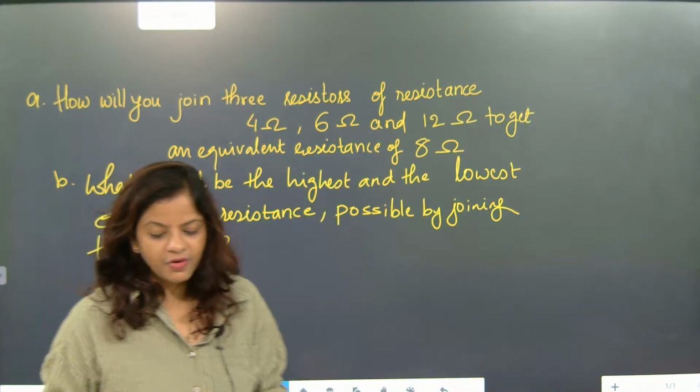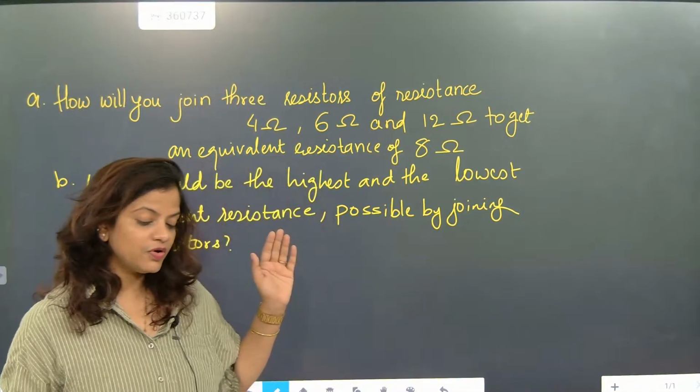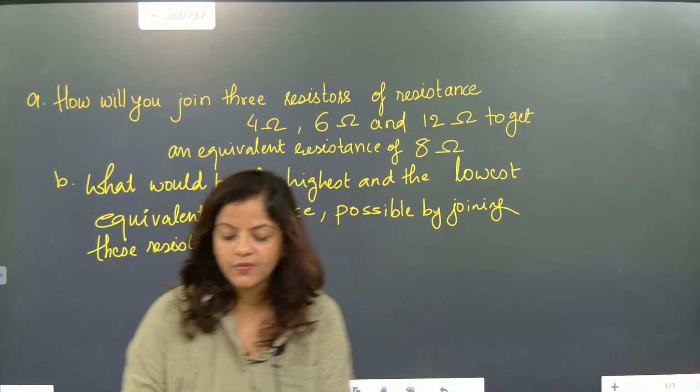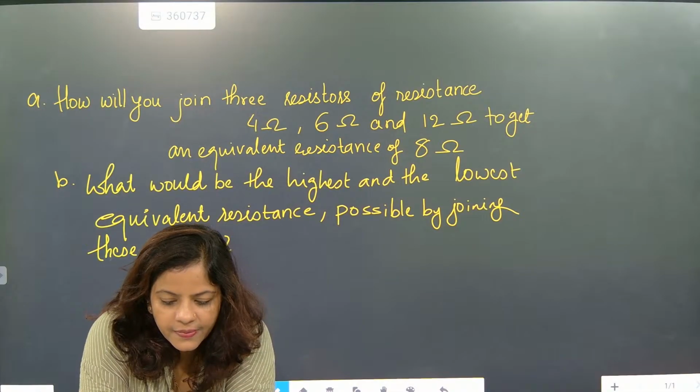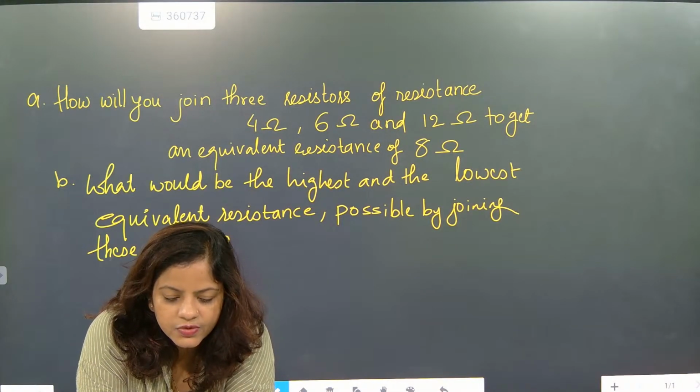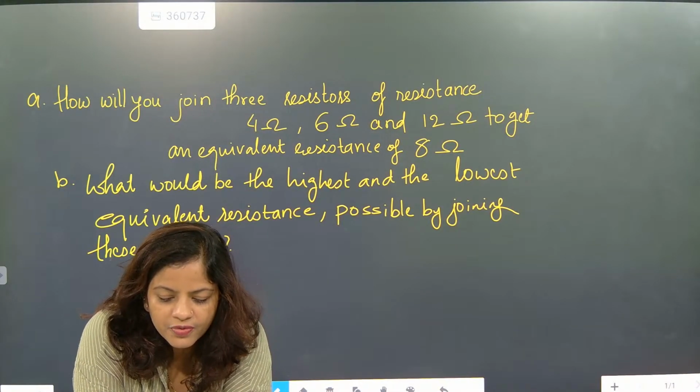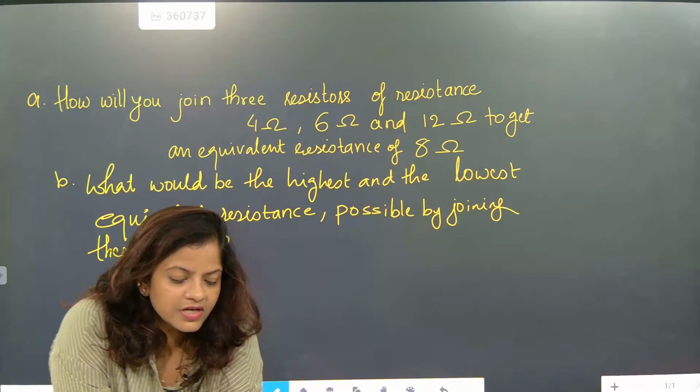So definitely this is one of the most important questions. Ashwita is telling one thing: 6 ohm and 12 ohm resistors in parallel, and the 4 ohm resistor in series connection. 6 and 12 parallel and 4 in series. Very good.